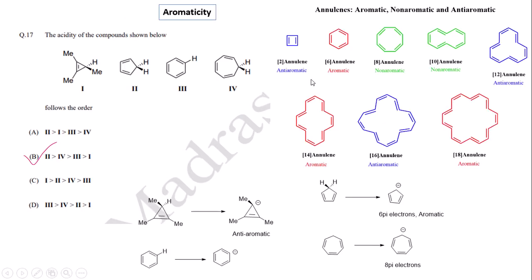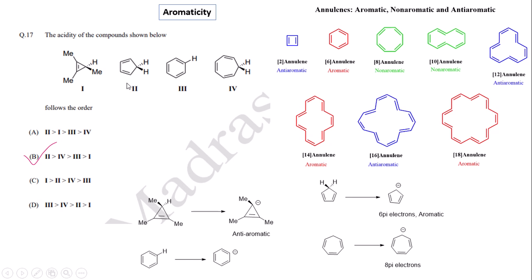This is the problem from aromaticity. In the first compound, after the release of the proton, that is the acidity, meaning the release of the H+ ion, it produces the carbanion, and this carbanion is a 3-member carbanion, and it contains 4 pi electrons, so it becomes anti-aromatic.